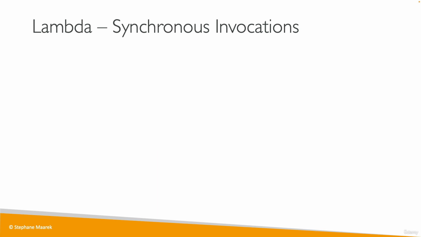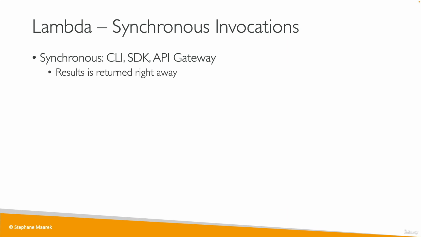Now let's talk about synchronous invocations of Lambda. Anytime Lambda is invoked from the CLI, the SDK, or API Gateway, it's going to be a synchronous invocation. That means that the result is returned right away, or we wait until the results are ready.